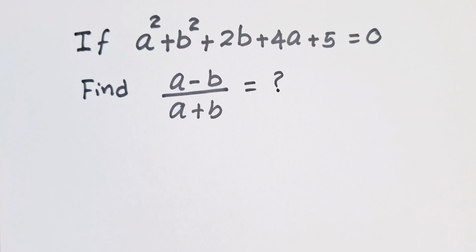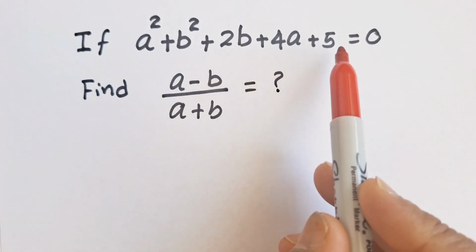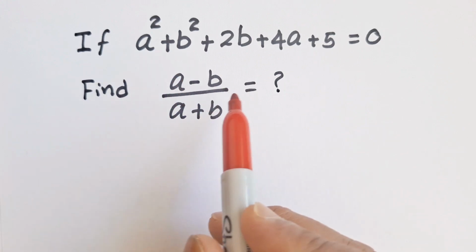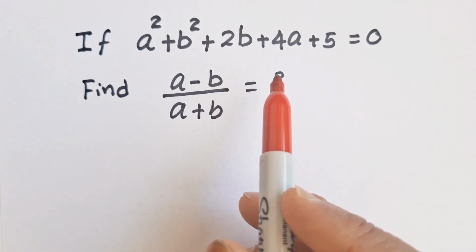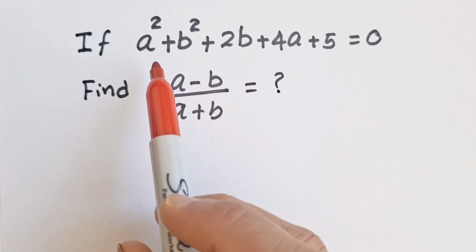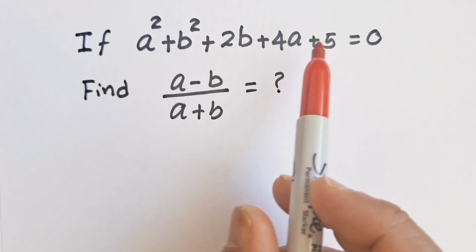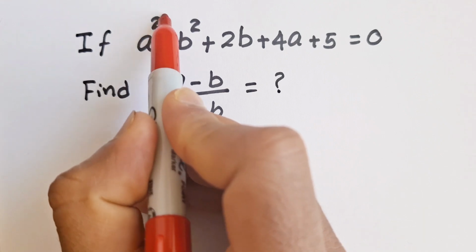So it is given that a square plus b square plus 2 times b plus 4 times a plus 5 equals 0, and then we need to find the value of (a minus b) divided by (a plus b). When we are going to solve this kind of math problem, we need to focus on the factorization method.